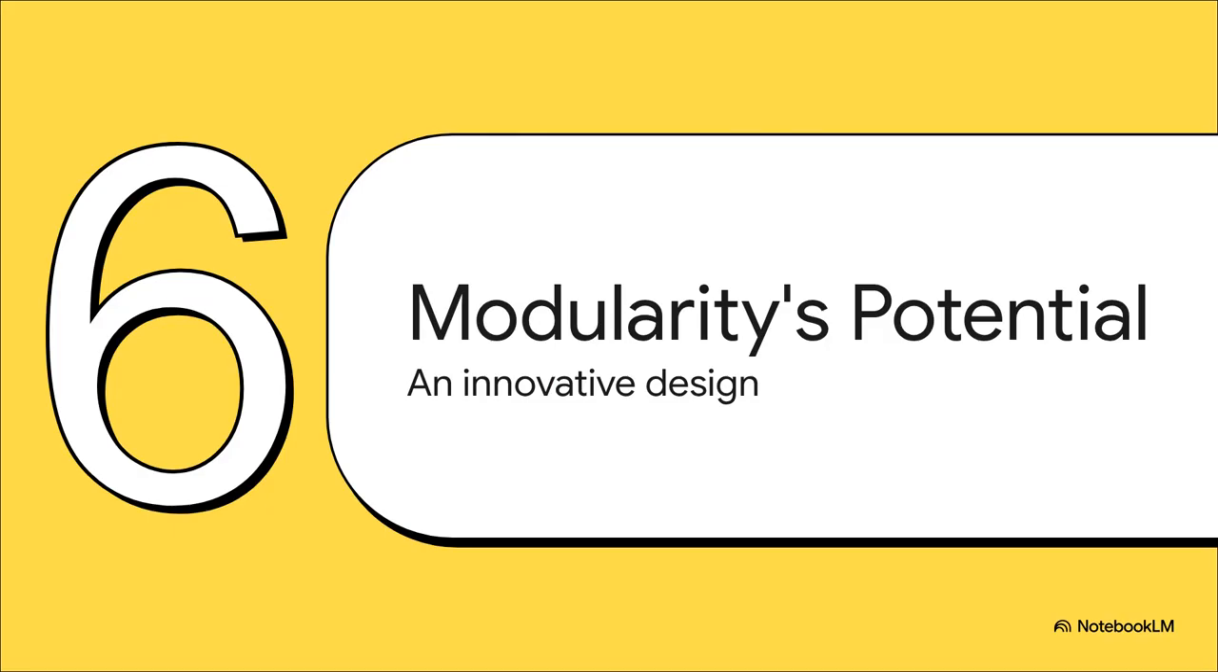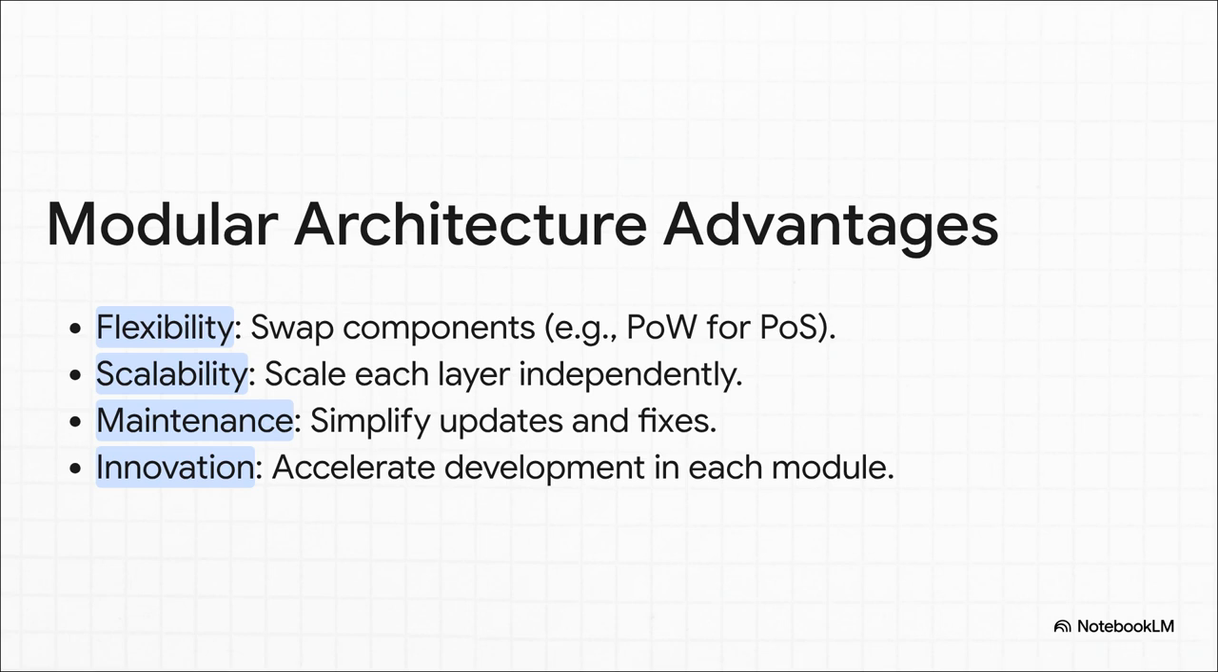So we've looked at all the individual pieces. Now let's put it all together and look at the big picture. Why is this modular architecture such an innovative design, and what's the real value add here? The benefits of this approach are just huge. You want to swap out proof of work for proof of stake? No problem, just replace the mining module. The rest stays the same.